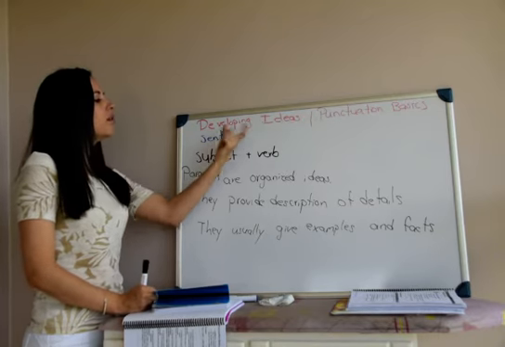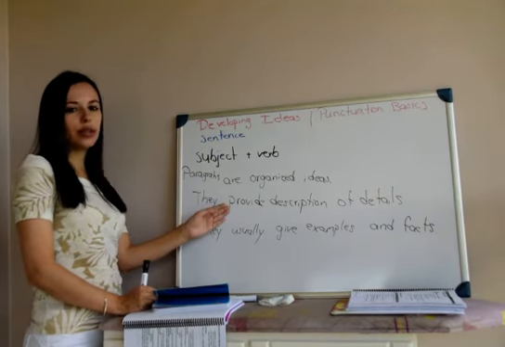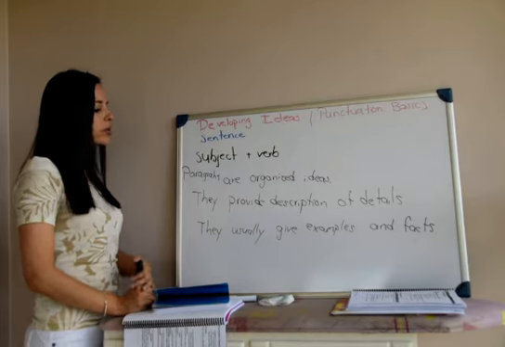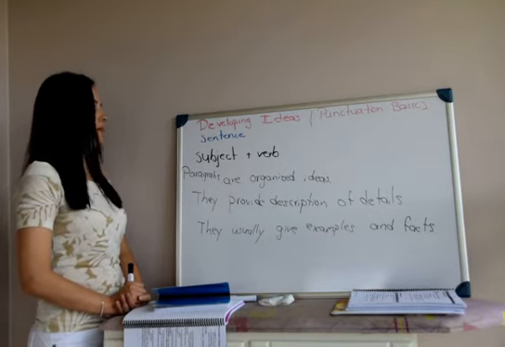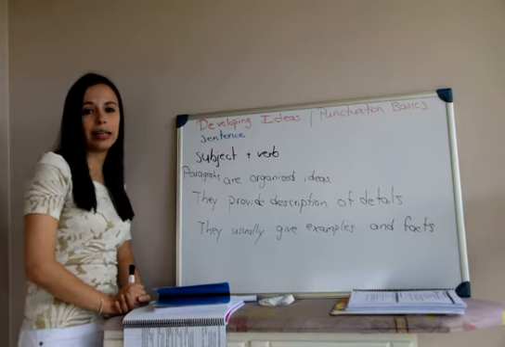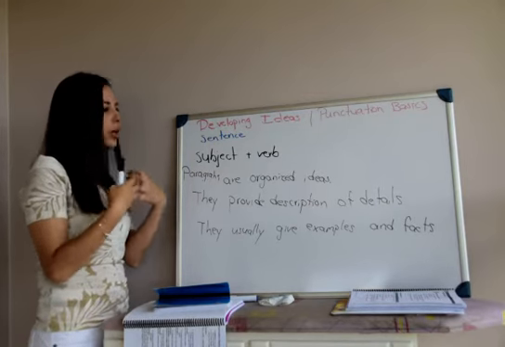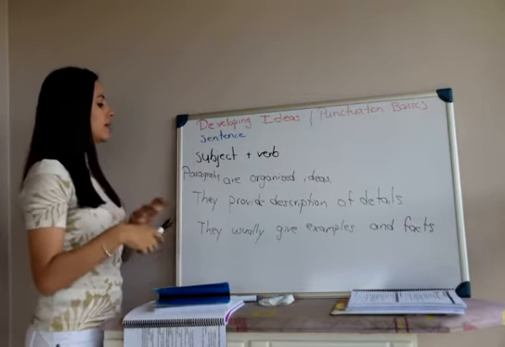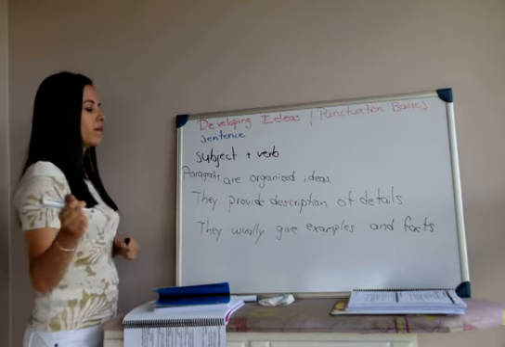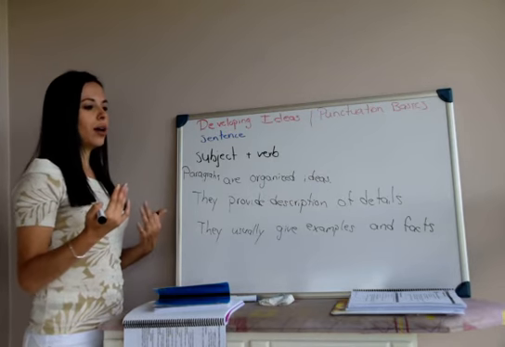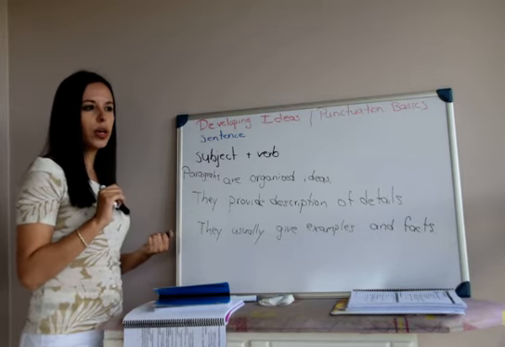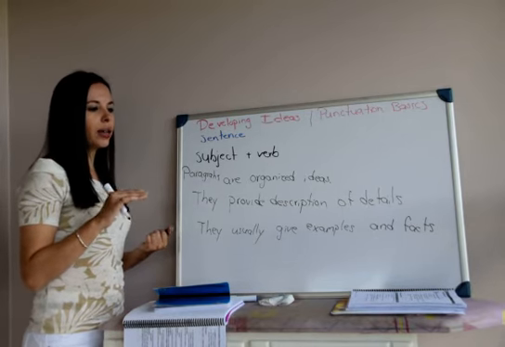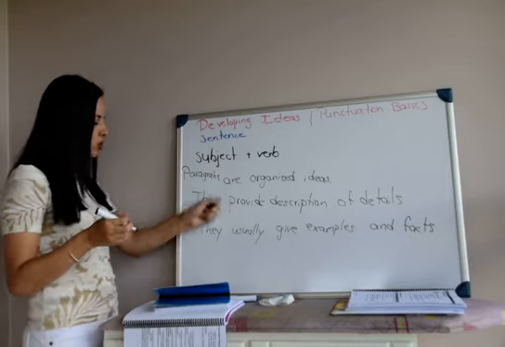Now, when we want to develop ideas, this is not natural. Okay, when we are talking, we don't say, okay, paragraphs are organized ideas. They provide description of details. They usually give examples. We don't talk like that. Okay, we join ideas. We develop ideas. So, what can we use? We use coordinating conjunctions, or we use coordinating adverbs, right, to join those ideas.